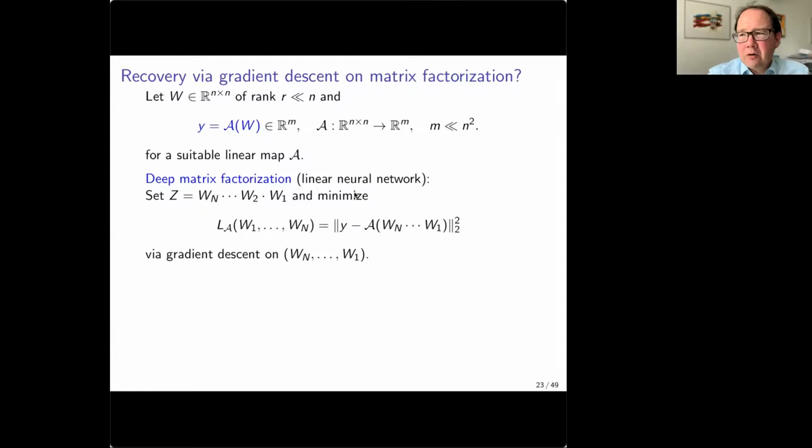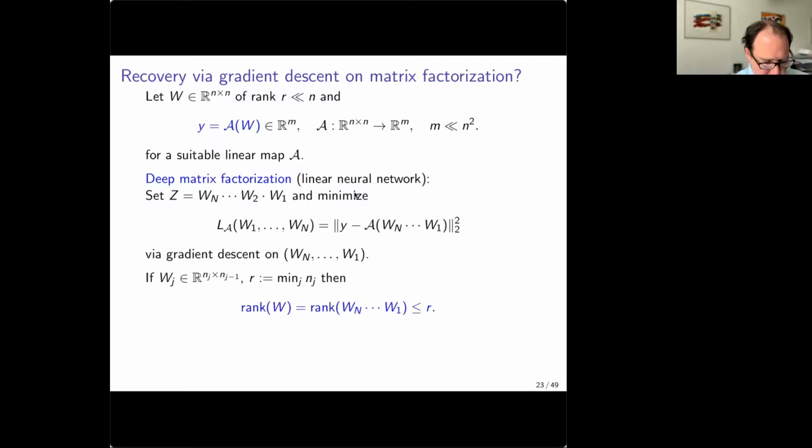But okay, now, seeing these matrix factorizations and linear networks, one can actually do the following. We want to solve this equation, but for a low rank matrix W. So what we do now is we set up this functional, y minus A, and then instead of one matrix W, we plug in a product of matrices. And now we do gradient descent on all of these factors. Recall that this is different than doing just gradient descent on one matrix.